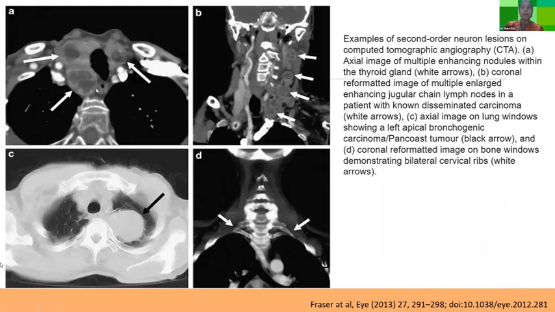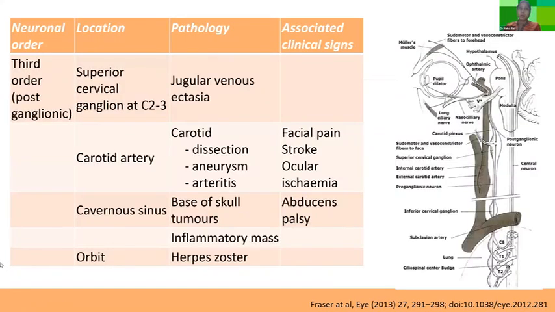Any enlargement of the thyroid gland, thyroid nodules, or cervical lymph node enlargement secondary to carcinomas or Pancoast tumor, or even cervical ribs can lead to second order Horner syndrome. These are the causes of second order Horner syndrome.